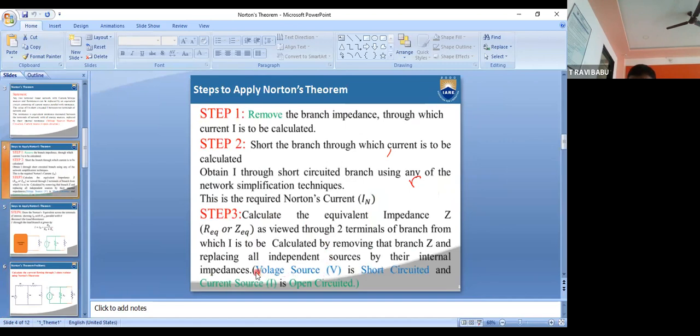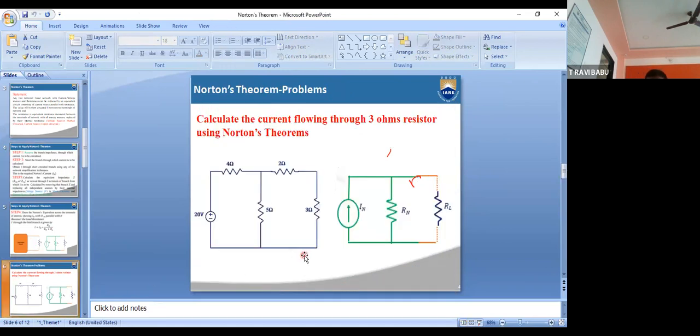And one more thing, same as in the case of Rn: if a voltage source is seen, we have to short circuit it. If a current source is seen, we have to make it open circuit. So coming to this one, this is your given circuit. I want the same current flowing through the 3 ohm resistor. The current of this 3 ohm resistor will be the same for Norton's as for Thevenin's also. We have to check it.